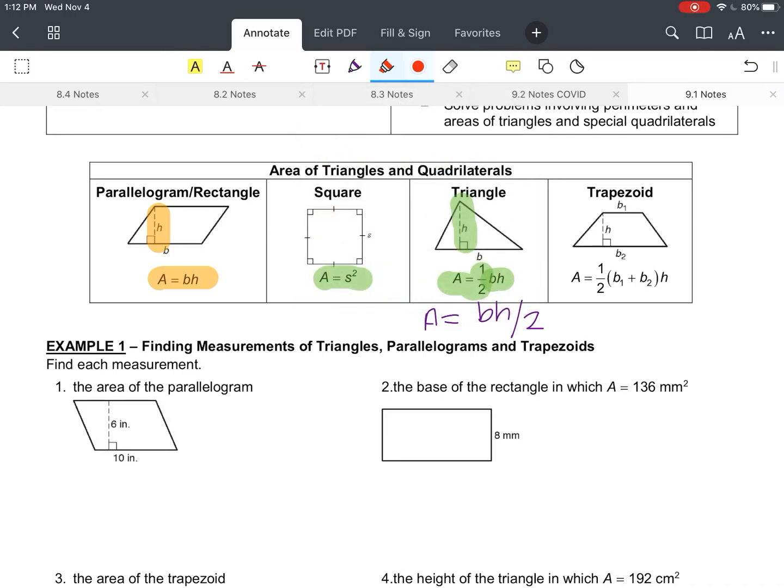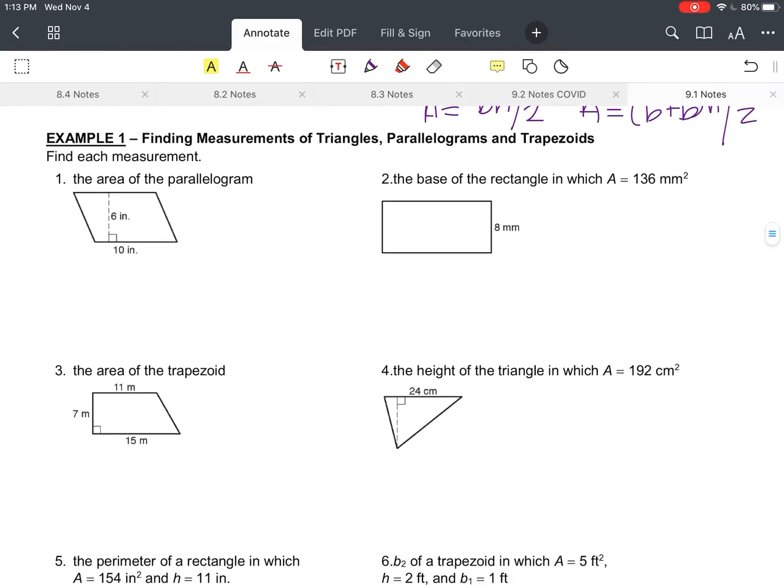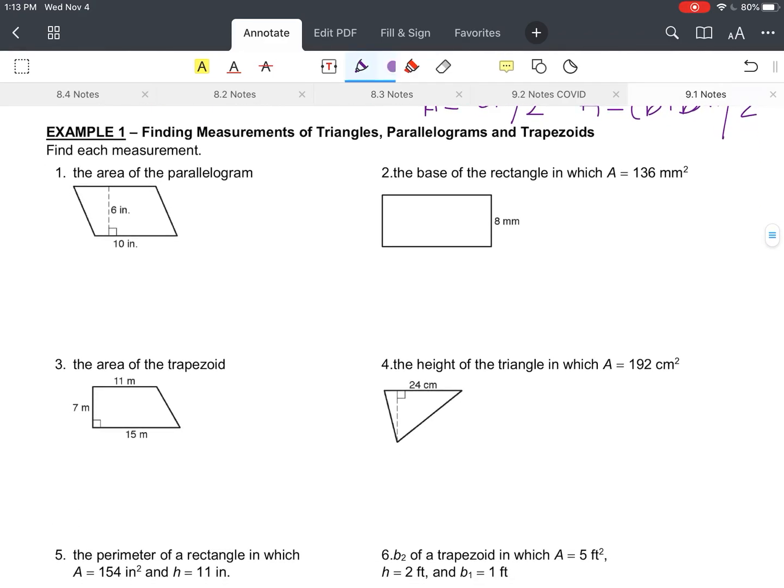And then lastly is the trapezoid. Trapezoids have 2 bases, so we have to find the average of their bases. To do that, you add the bases together and divide by 2. So that's 1/2 base 1 plus base 2 times the height, which is perpendicular to the bases. Again, that's how the formula is written normally, but you can also think of it as area equals base plus base times height divided by 2. So you don't have to multiply by 1/2. You can also divide by 2. It means the same thing.